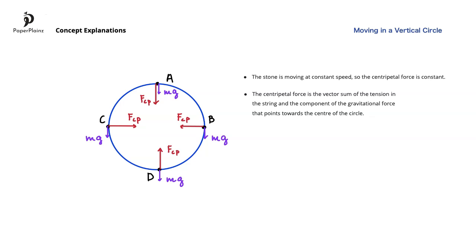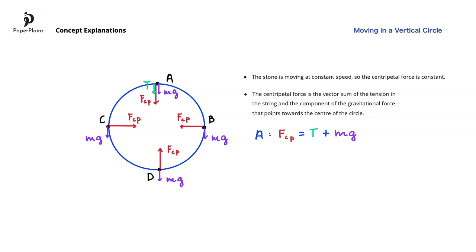Here, the gravitational force is pointing towards the center of the circle, so it is contributing to the centripetal force. Therefore, the tension here is smaller compared to all other points around the circle and can be drawn like this. Therefore, at point A, the magnitude of the centripetal force is equal to the magnitude of the tension plus the magnitude of the gravitational force.